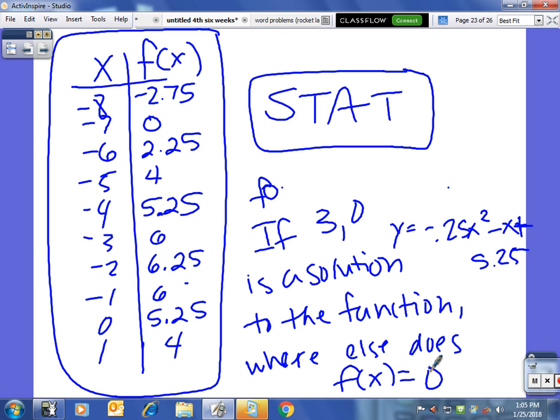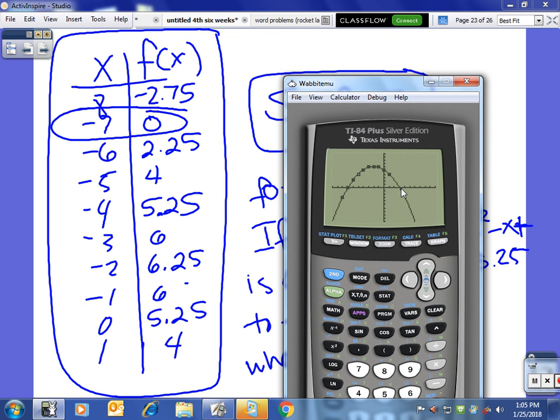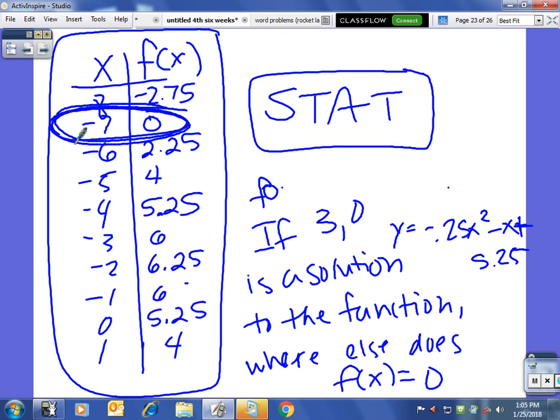Yeah, it's right here. In other words, they were just telling you, hey, guess what? Look at the picture of this thing. They were just telling you 3 comma 0 is one of the roots. Is it in the table of values? No. It's one of the roots, though. I can see from my picture. 3 comma 0 is the solution to this function. Where else does this function equal 0? Right here. So it wasn't even a problem they had to do any math for. It was just looking at the t-chart.